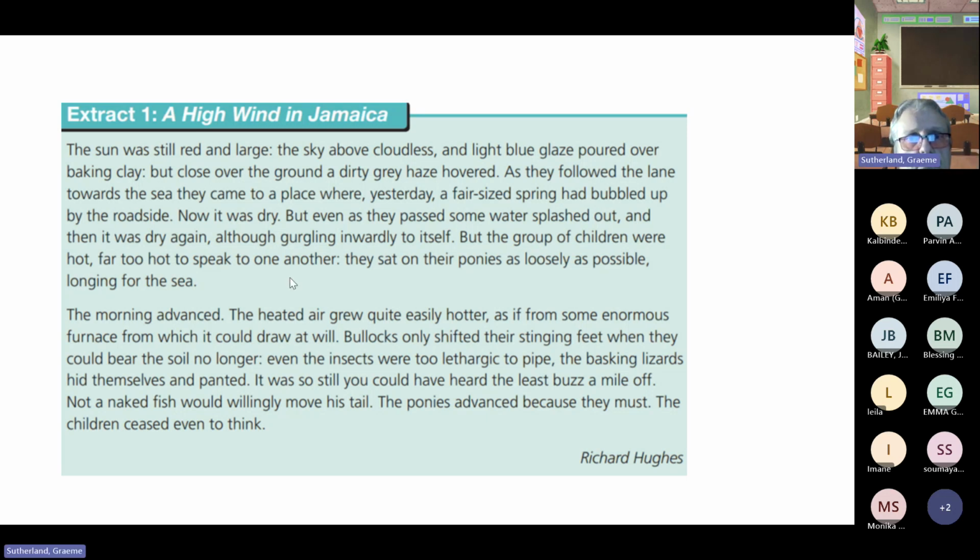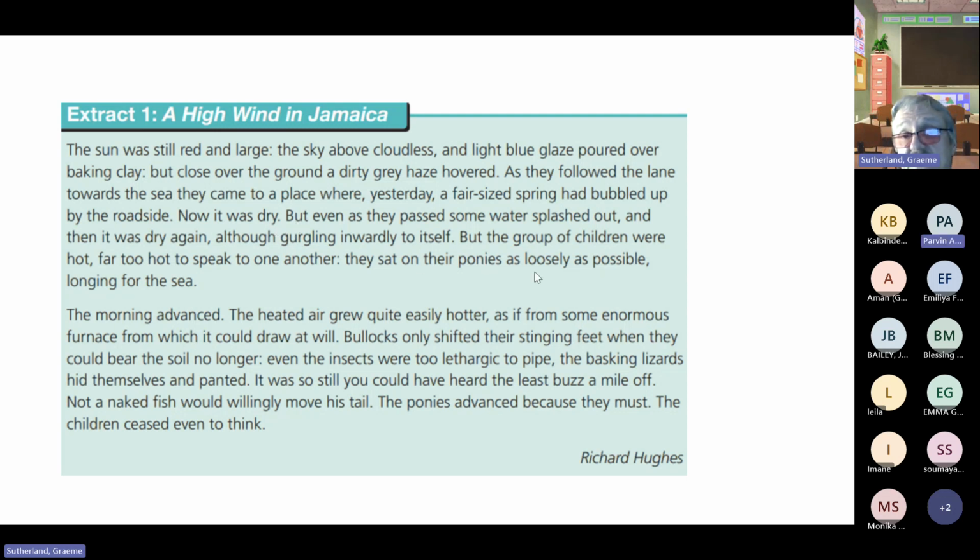Anything other than what it looked like? So we have sight. You know, we have colors like the big red sun, the blue glaze of the sky, and so on. Do we have any other senses being described here? They sat on their ponies. Well, that's action. That's what the characters are doing. Yes, it was dry. Yeah, so feeling, dryness. A physical feeling.